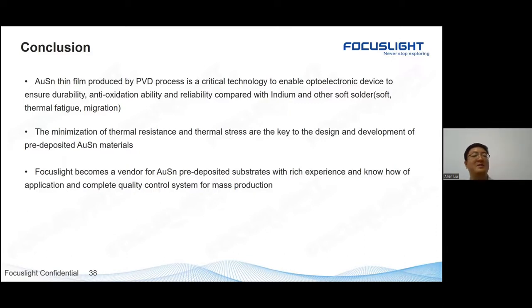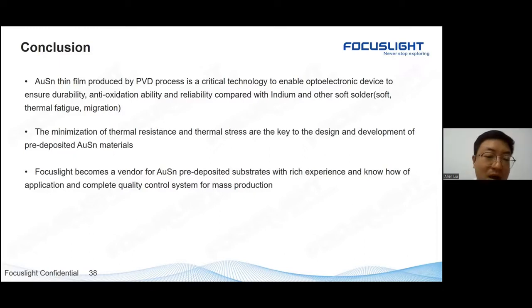And the minimization of thermal resistance and the thermal stress are the key to the design and development of the pre-deposited coating materials. You can design the minimization of thermal resistance in the substrates by changing the different thickness of the layers, even change some materials.